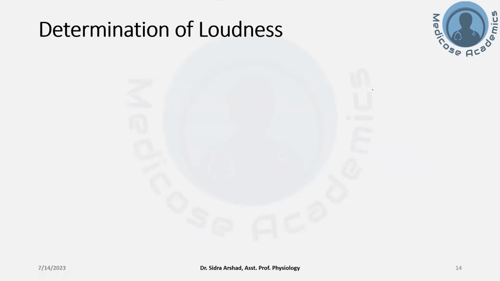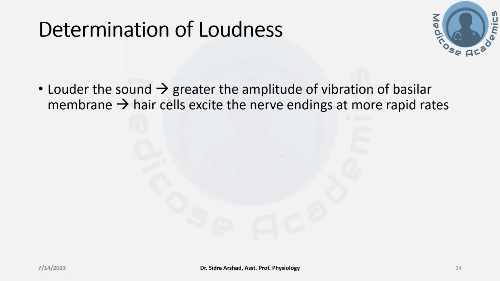The characteristic of the sound is the loudness, which is measured in decibels. To determine the loudness of sound, there are certain principles and mechanisms in place. Loudness of sound is determined by the amplitude of vibration of the basilar membrane. That is, the louder the sound, the greater the amplitude of vibration of the basilar membrane.